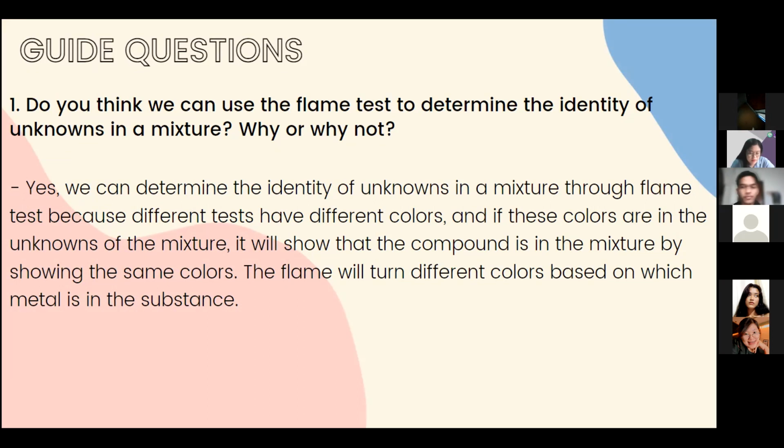For guide question number 1, do you think we can use the flame test to determine the identity of unknowns in a mixture? Why or why not? Our answer is yes. We can determine the identity of unknowns in a mixture through the flame test because different metals have different colors. And if these colors are in the unknowns of the mixture, it will show that the compound is in the mixture by showing the same colors. The flame will turn different colors based on which metal is in the substance.